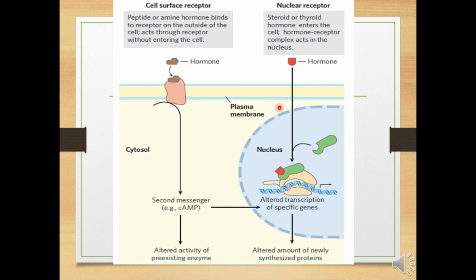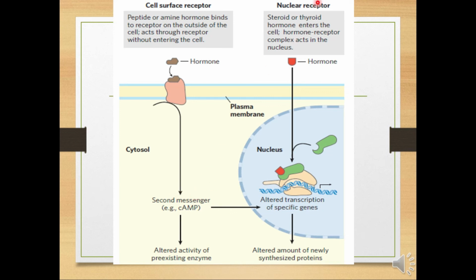At the target cell, the protein hormone binds with the specific receptor embedded in the cell membrane of the target cell. This binding activates a series of chemical reactions in the cytoplasm of the target cell. The product of these reactions is a substance known as a second messenger, as we have already seen in this diagram.